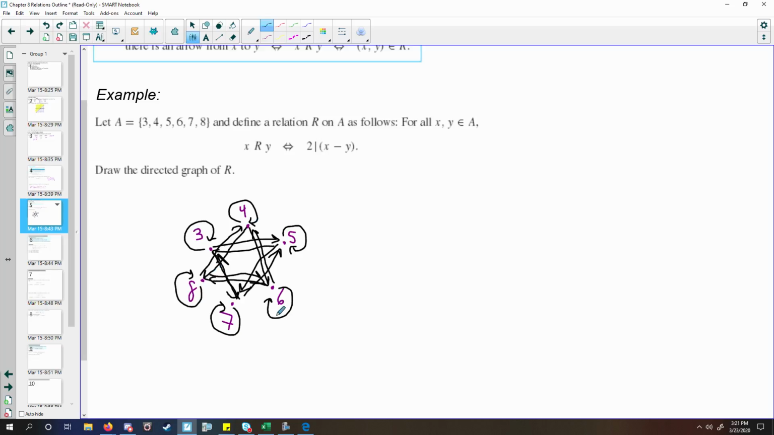In the next video, we're going to explore a little bit more about what it means to be reflexive and symmetric and also transitive, which you may recall from the cardinality video.